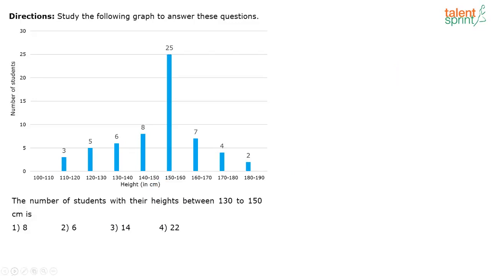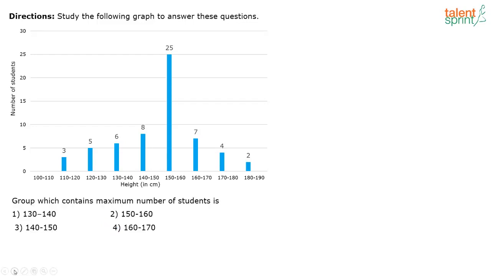The number of students with their heights between 130 and 150 centimeters is dash. 6 plus 8, right? That is your answer, that is 14. See, after doing data interpretation questions for the SBI PO examination, this is like, wow, so easy. Group which contains the maximum number of students. Which group has the maximum number of students? 150 to 160. This has the maximum number of students.